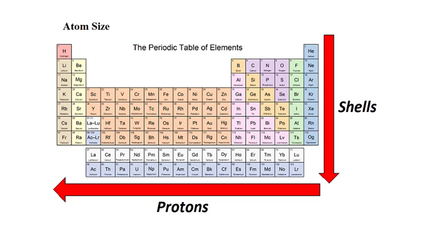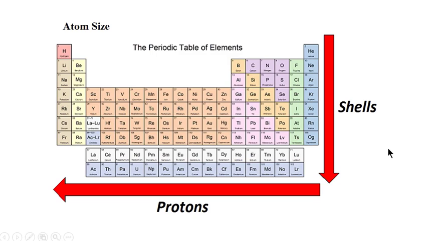Now for that trend from right to left across a period, making it easier to remove electrons, it's because of the decreasing number of protons. We have the same number of shells as we look across a period. So it's not about the number of shells, because that isn't changing. It's about a diminishing number of protons as we move to the left, because that last electron is feeling less attraction to the nucleus if there are fewer protons.